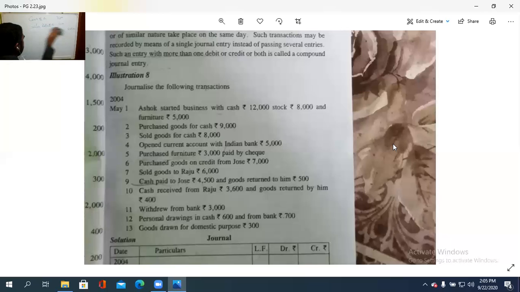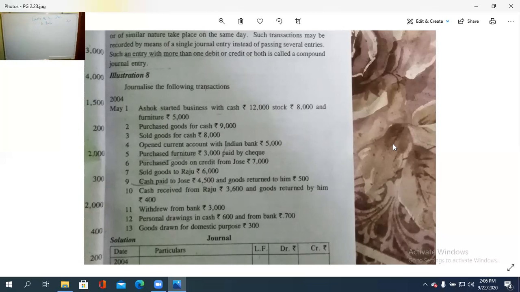Then withdrawn from bank. Deposit is bank account debtor to cash. So when withdrawn, cash account debtor to bank. How much is the amount? 3,000.